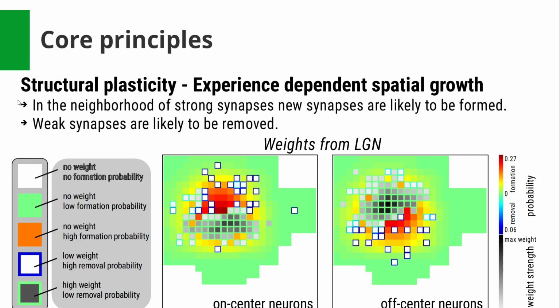The formation of new synapses is more likely in the neighborhood of other strong synapses. We know the neighborhood because of our initial retinotopic organization. And second, weak synapses are more likely to be removed. The result is that receptive fields grow and shrink in their spatial surrounding. And experience, which determines the weight strength, is the important factor which determines the connectivity.